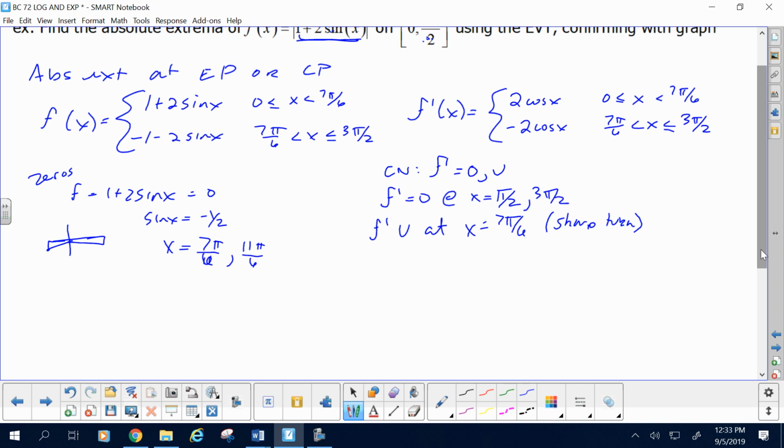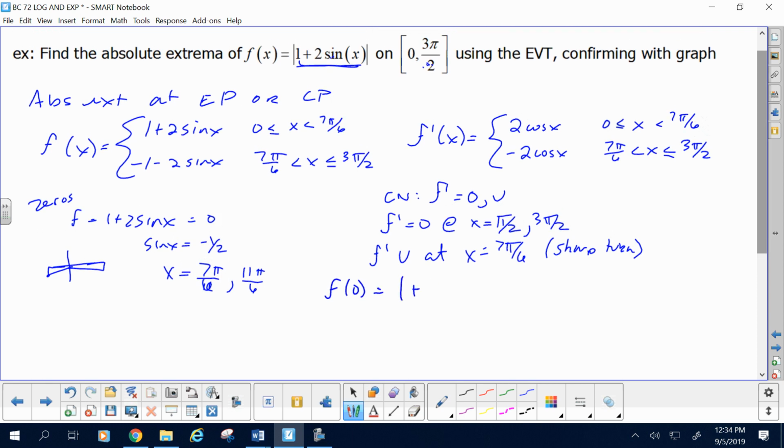Do you agree? All right, so let's go with f at 0. What is f at 0? The absolute value of 1 plus 2 sine 0 is 1. f at, what's the next one I come to? Pi over 2 is the next, I believe. 1 plus 2 sine pi over 2, what's that equal to? 3. f at, what's next?